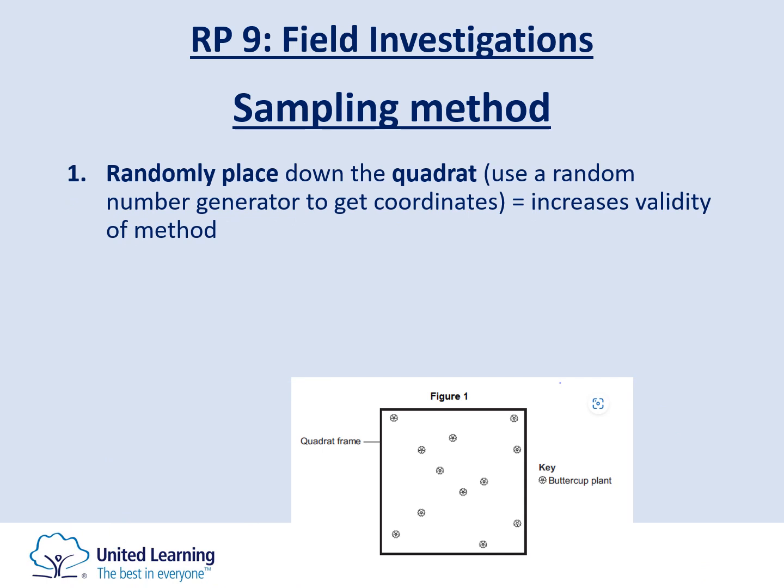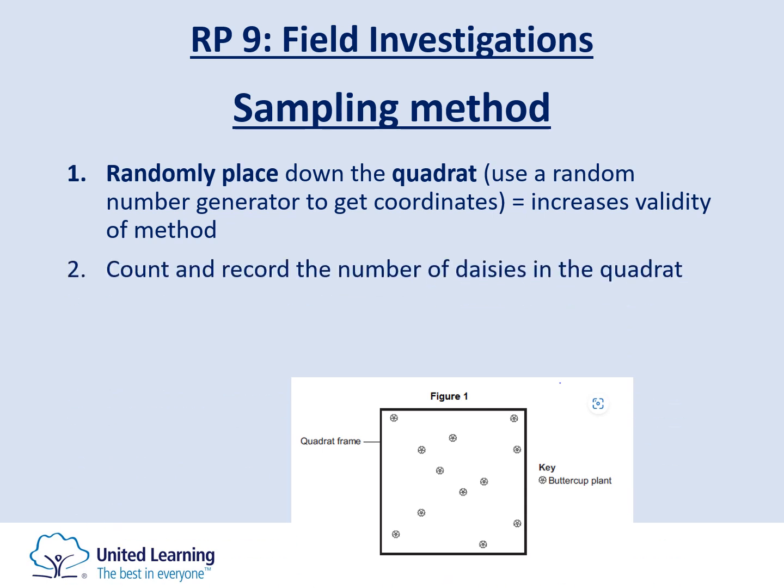So when you're doing the sampling, you're going to randomly place the quadrat. The way to make sure that this is random is to use a random number generator to get coordinates and then to place the quadrat at that coordinate. By doing this, we're going to increase the validity of the method. We're then going to count and record the number of daisies in the quadrat, and remember the ones that are half in don't count.